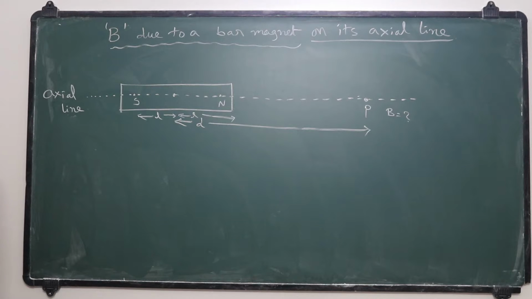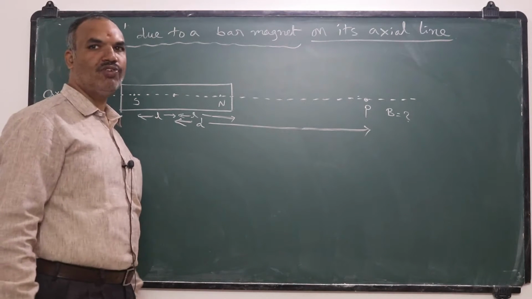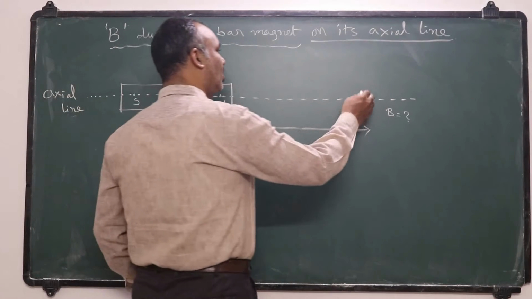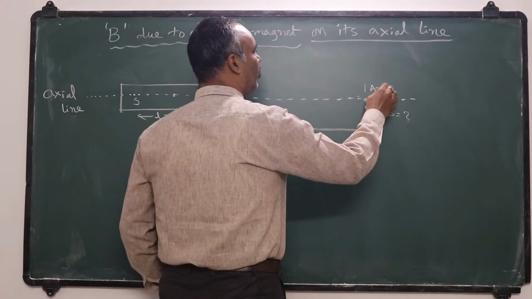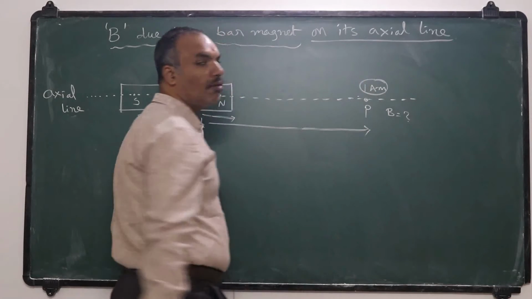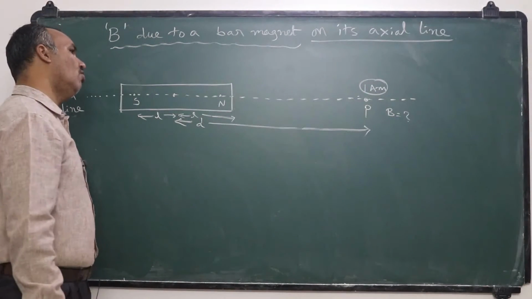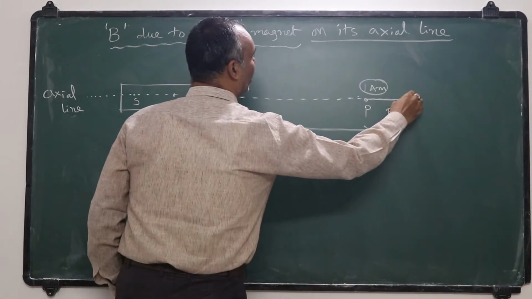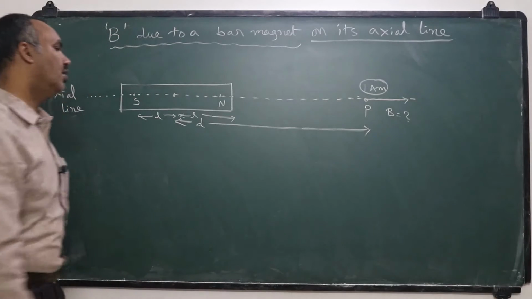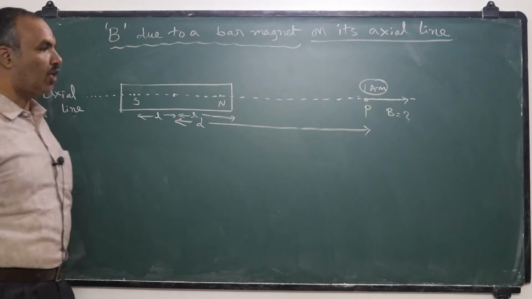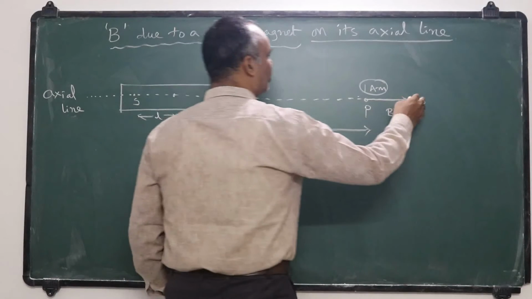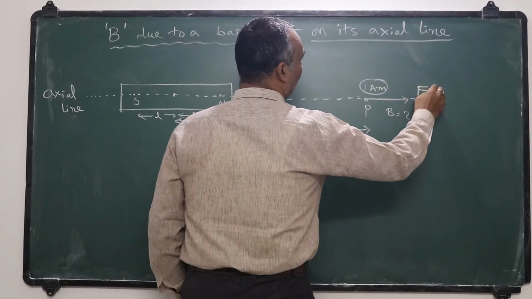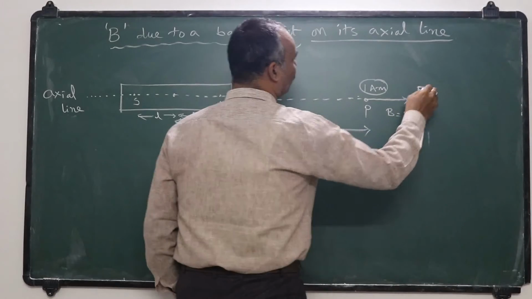As we discussed, magnetic induction is nothing but the force experienced by a unit north pole placed at a point within the magnetic field. Now, this north pole will repel this north pole. Hence, the unit north pole kept nearer to the north pole of the given magnet experiences a force in this direction. Let this force be F1.